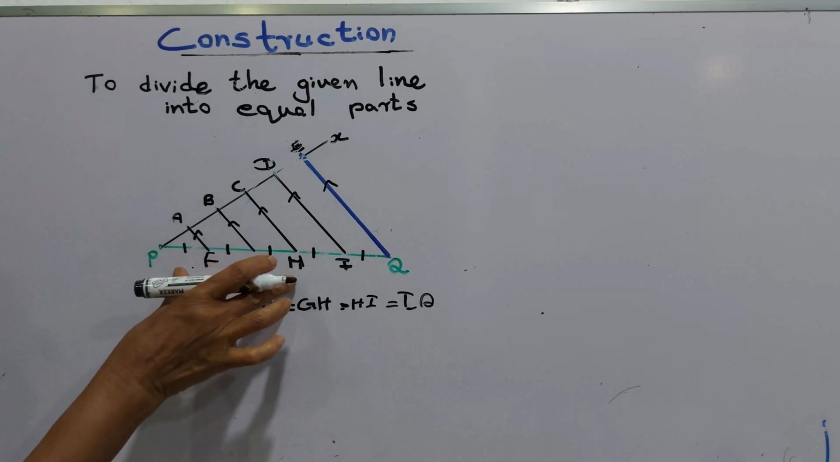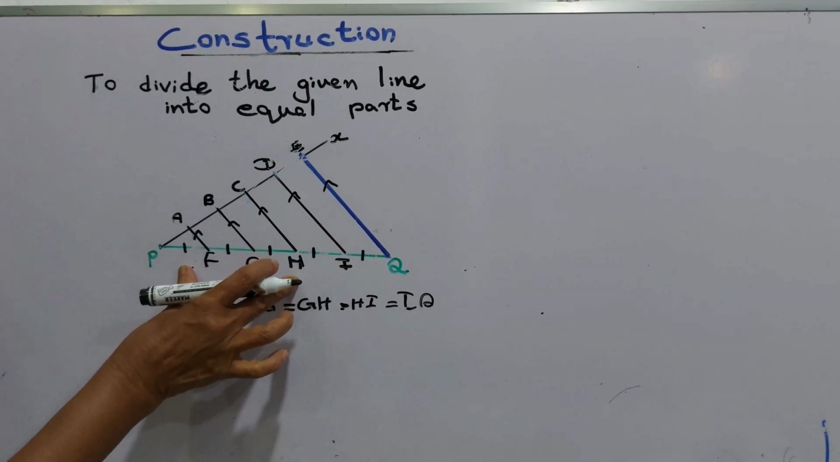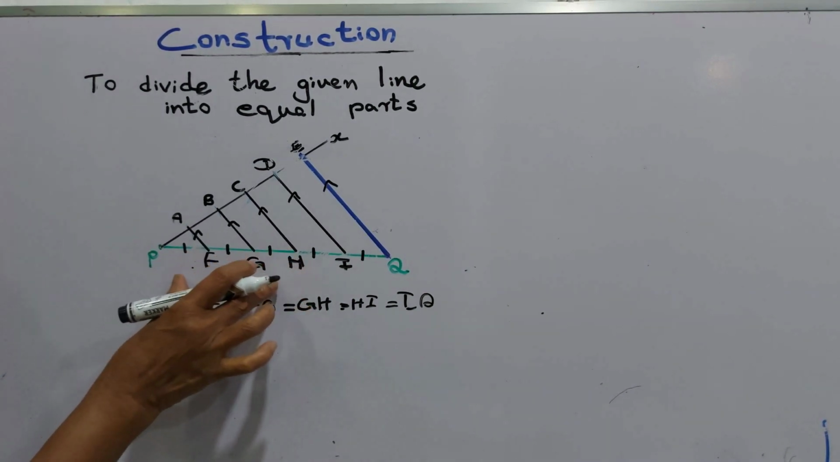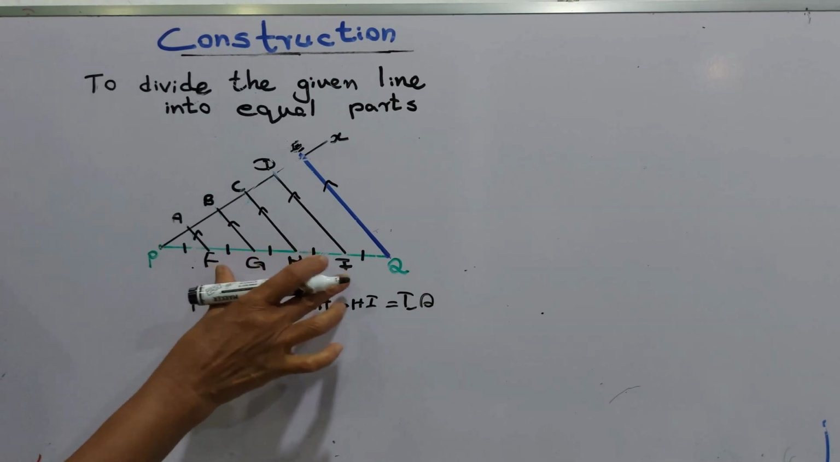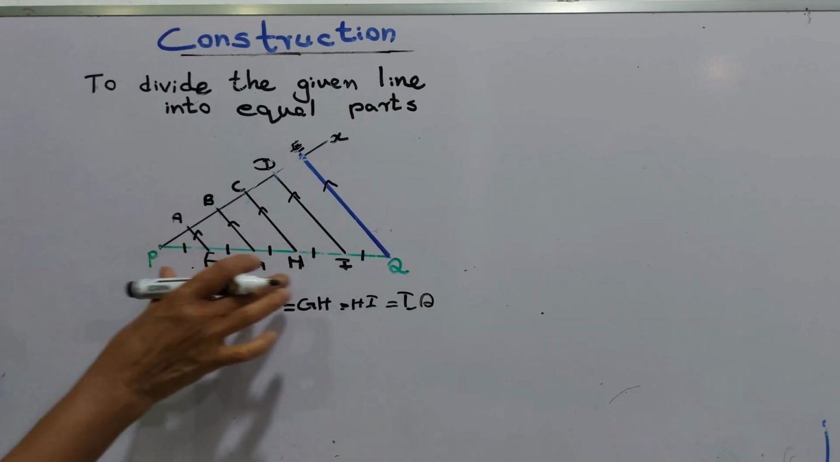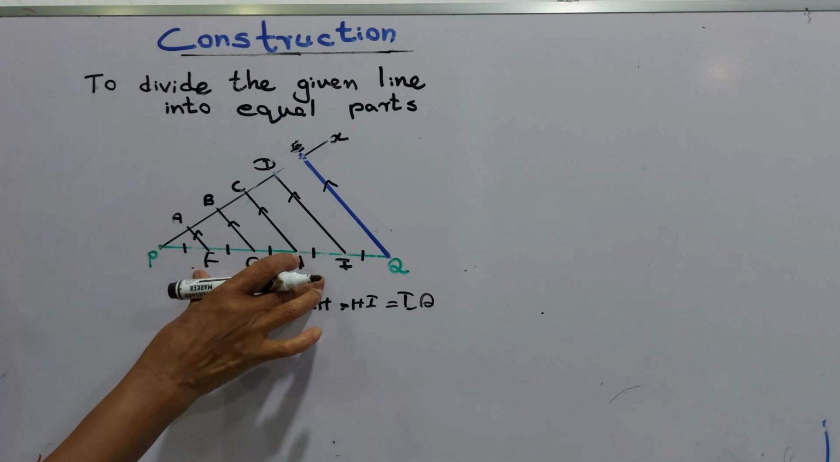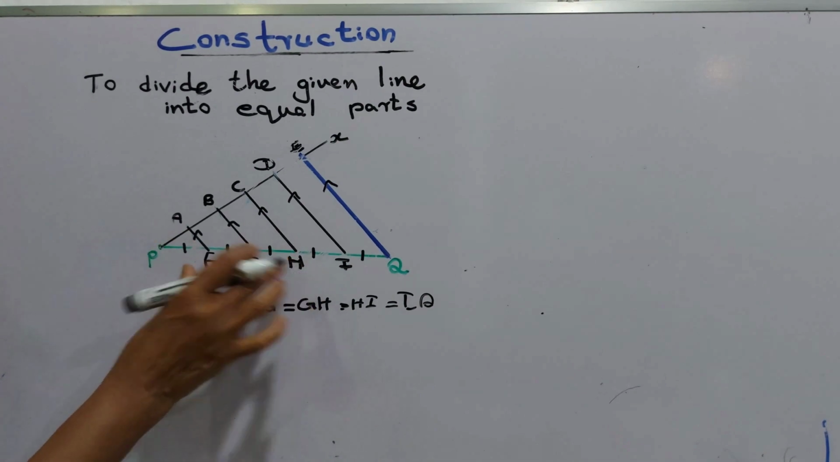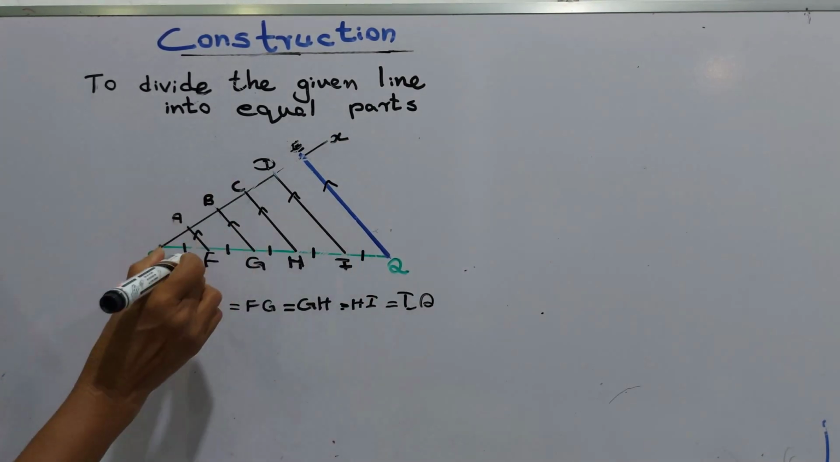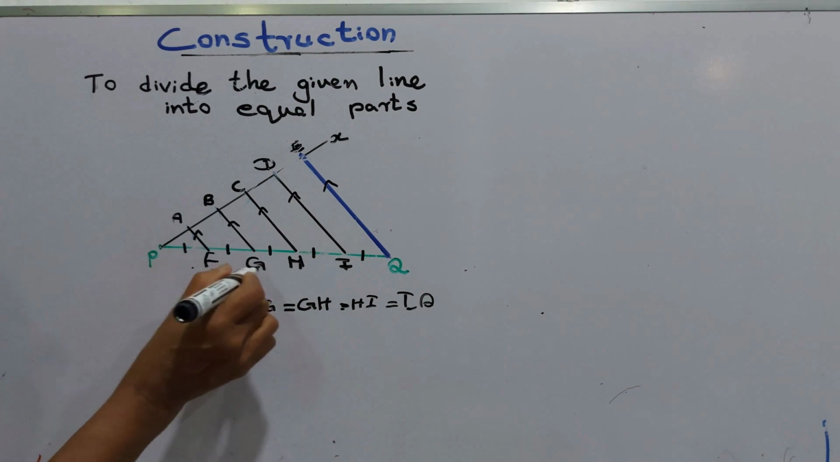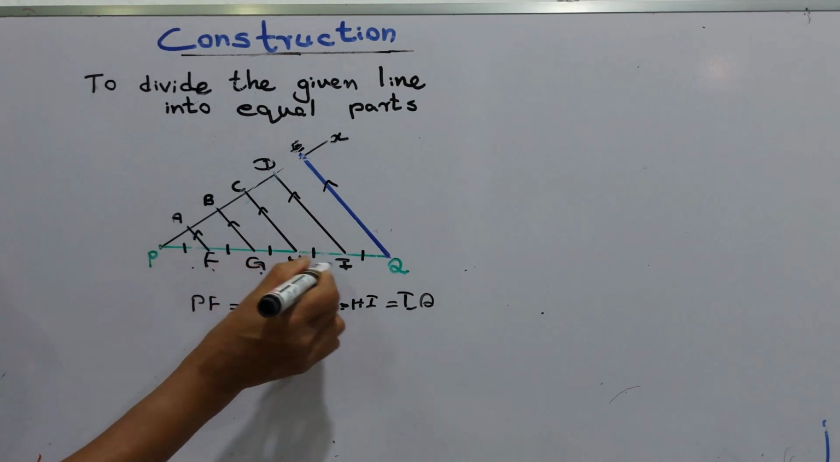This is the way we divide into equal parts. This is the given straight line PQ. We divided this PQ line into equal parts as PF, FG, GH, HI, IQ.